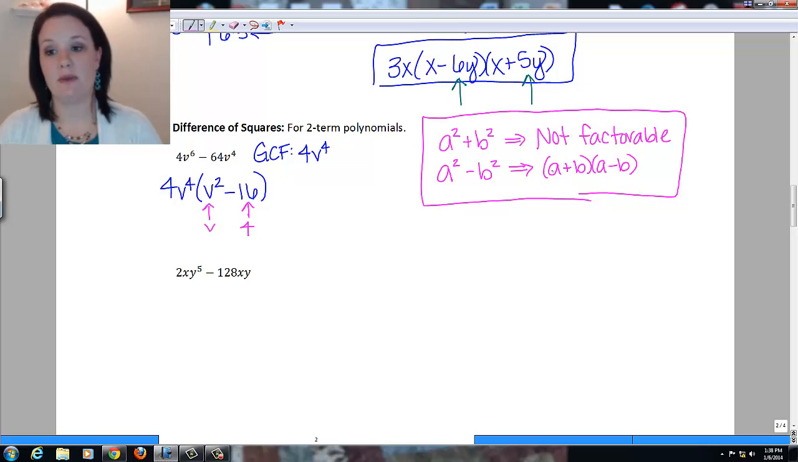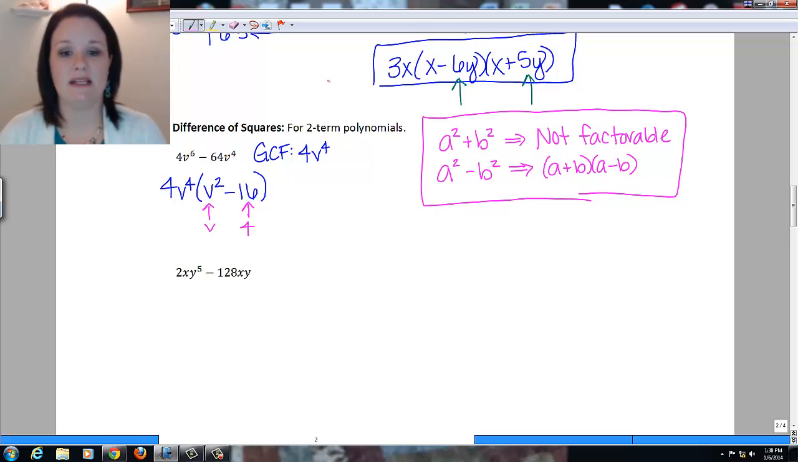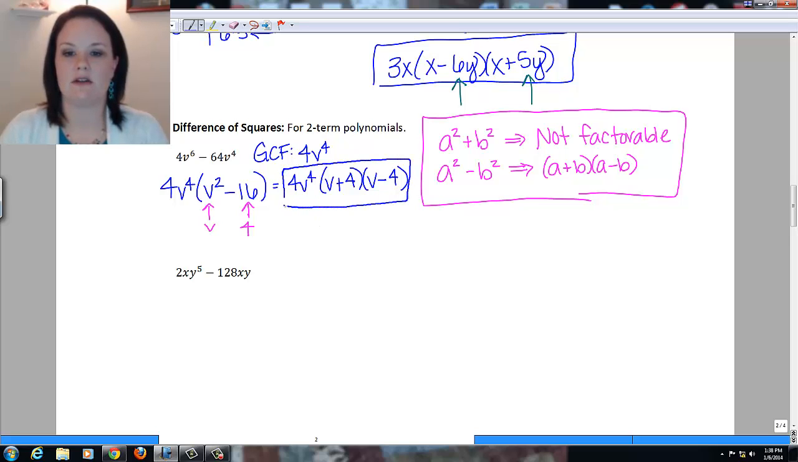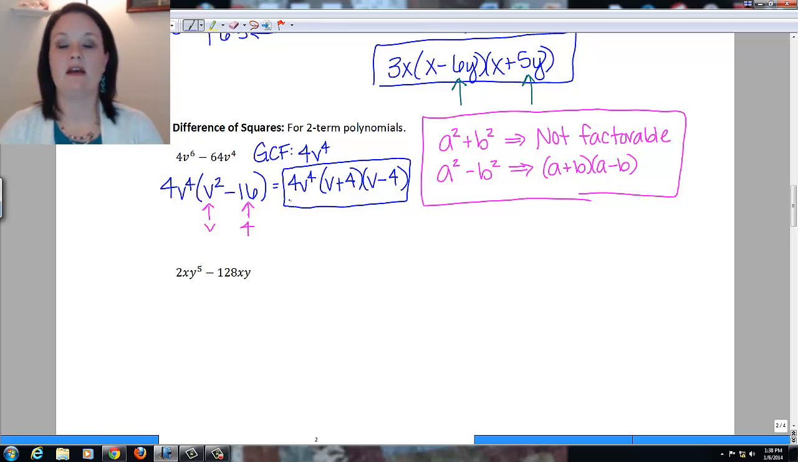I do my first base plus or minus my second base in my factors. So what this factors into is 4v to the 4th times my first base plus my second base, so v plus 4, times my first base minus my second base, which is v minus 4. And now I am completely factored. Okay? Let's look at another one.